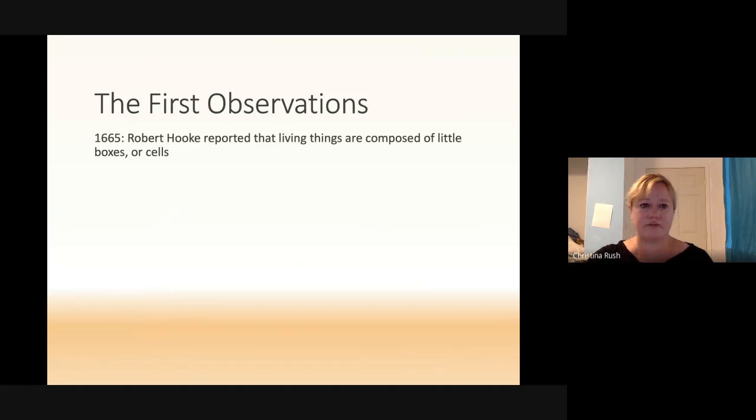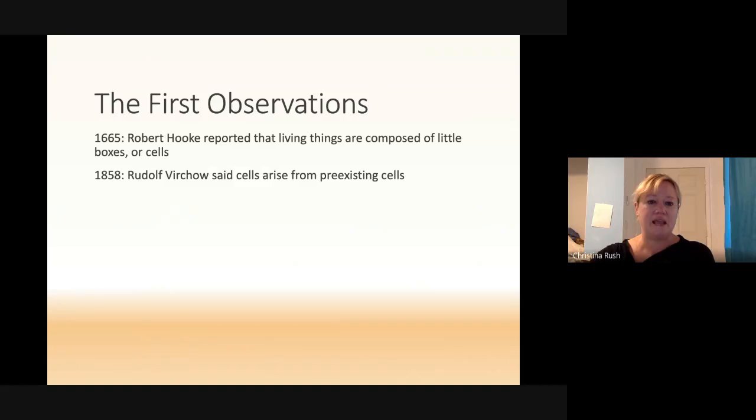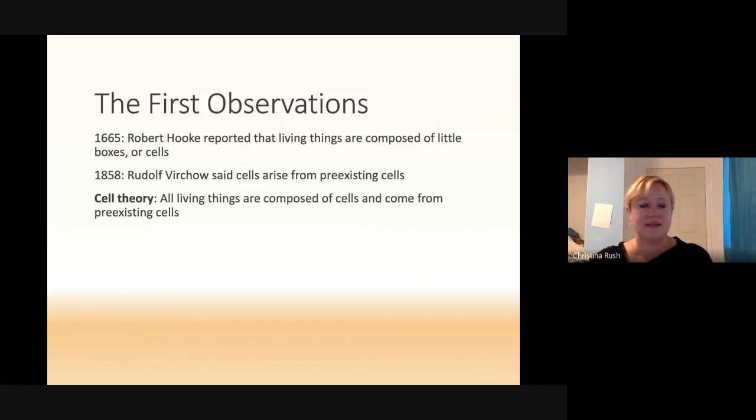Prior to that first observation in 1673, Robert Hooke in 1665 reported that living things are composed of little boxes or cells. In 1858, we have Virchow saying that cells arise from pre-existing cells. We can't have things spontaneously come to life. The cell theory is that all living things are composed of cells and come from pre-existing cells.